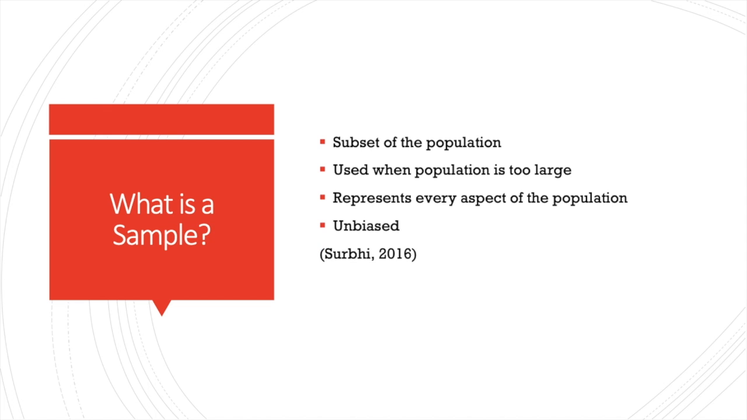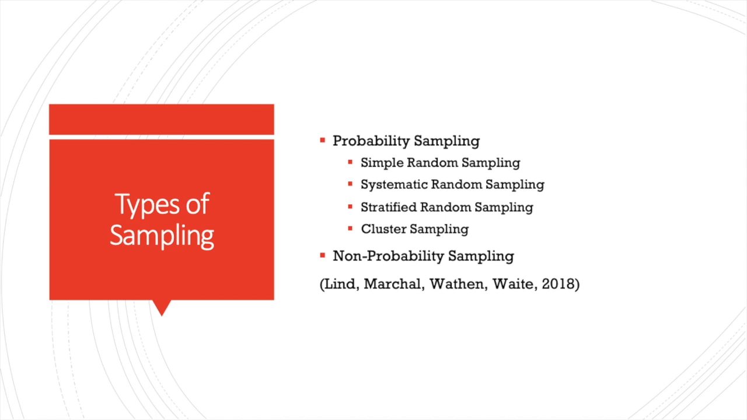What is a sample? Sample is the subset of the population. It's used when the population is way too large. And in order to be valid, a sample needs to represent every aspect of the population and it needs to be unbiased. There are different types of sampling.